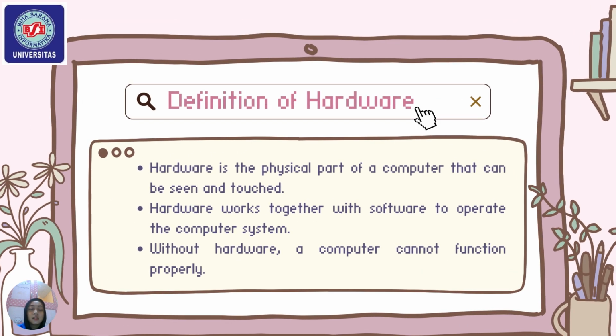So next, definitions of hardware. Hardware is the physical part of a computer that can be seen and touched. It includes all electronic and mechanical components used in a computer system. The examples are a keyboard, monitor, CPU, printer, and hard drive. Hardware works together with software to make the computer function properly, and without hardware, a computer cannot function properly.